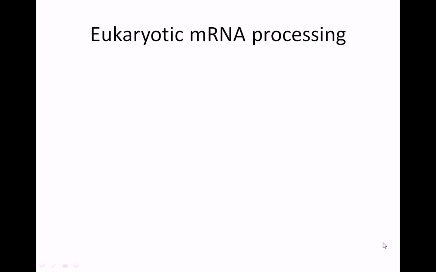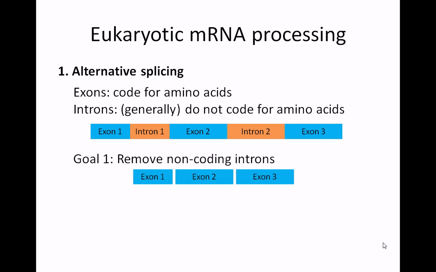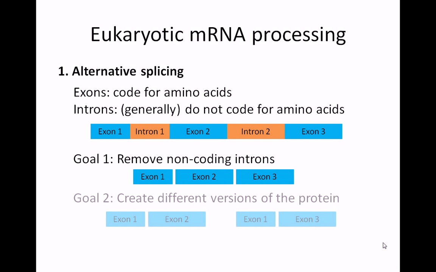In eukaryotes, mRNA must undergo processing before it can be exported from the nucleus. Bacteria are simpler organisms and do not need to do this processing. One kind of processing is alternative splicing. mRNA contains exons which code for amino acids, and introns which typically do not code for amino acids. A goal for splicing in general is to remove non-coding introns. The goal of alternative splicing is to create different versions of a protein by splicing out different combinations of introns and exons.